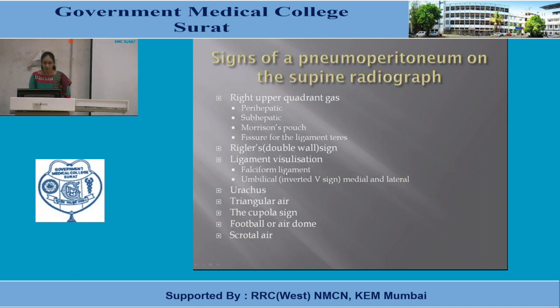Ligament visualization, that is falciform ligament, umbilical, medial and lateral ligaments, giving the inverted V sign. Visualization of the urachus. Triangular air sign, that is triangular shaped air trapped between the bowel walls. The cupola sign. Cupola sign is the presence of air beneath the central tendon of the diaphragm. The football or air dome sign is seen in the pediatric age group, and presence of scrotal air.